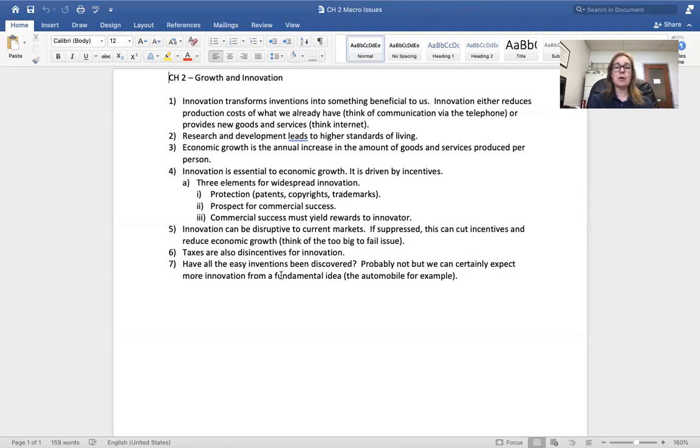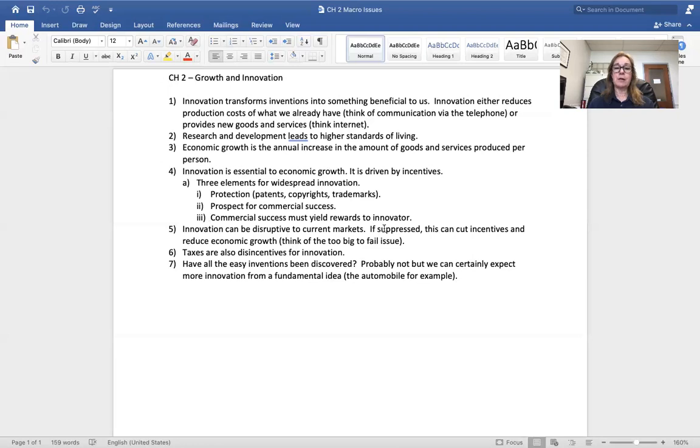So just think about growth and innovation, and think about some examples other than what I've talked about. And just remember that innovations transform inventions into things that are useful and beneficial to us. For innovation to really work, you have to have these elements. And it disrupts the markets.